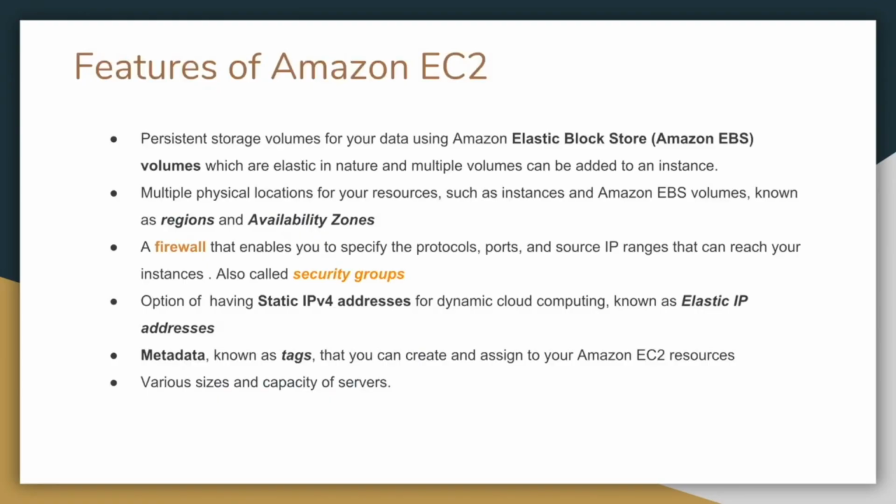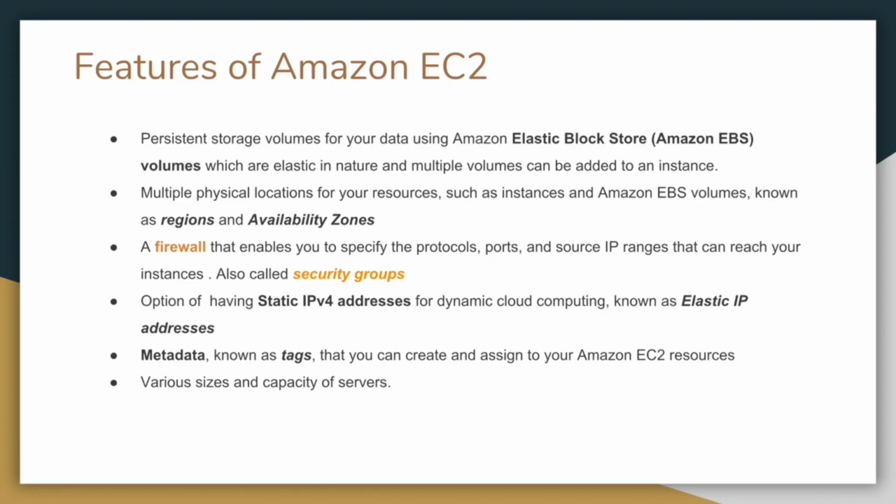Some of the features of Amazon EC2. It has an option for persistent storage volumes by using Elastic Block Store. You can attach multiple Elastic Block Store volumes to your EC2 instances. You can place your EC2 instances in multiple availability zones, which are miles apart from each other, and place EC2 instances in different regions, right?